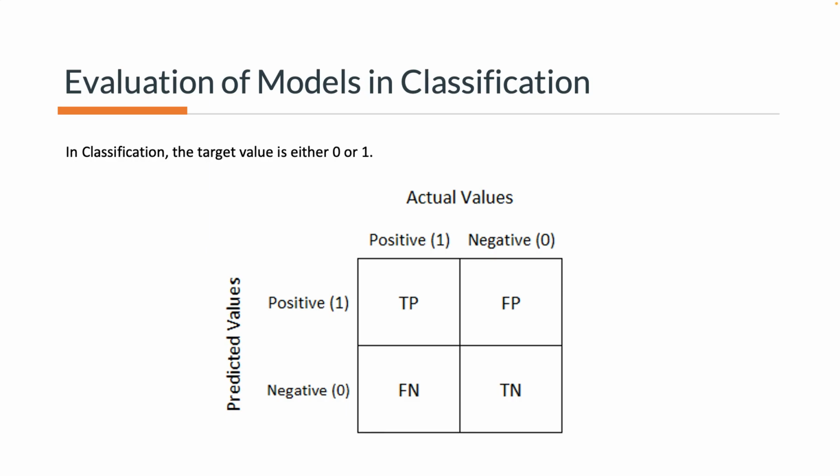That gives us 4 combinations. So if the predicted value is 1 and the actual value is 1, we call it a true positive. But if the actual value is negative, we call that a false positive. If the predicted value is 0, but the actual value is 1, that is a false negative. But if the actual value is 0, that is a true negative. This matrix is called a confusion matrix.